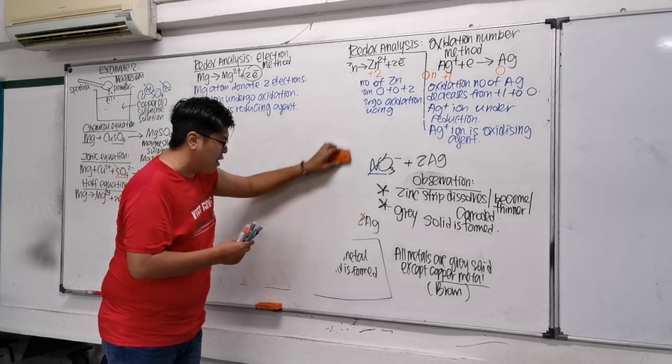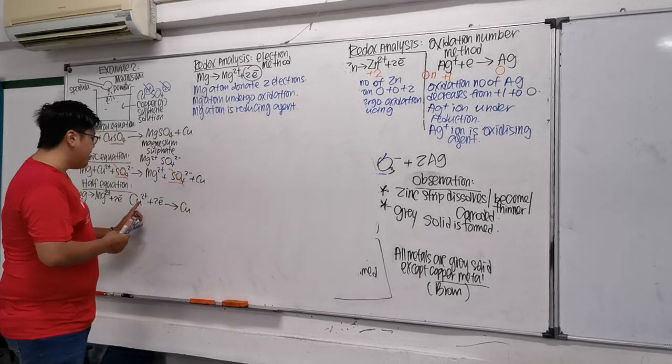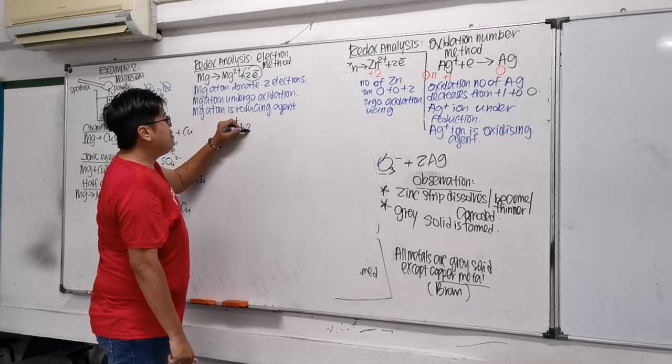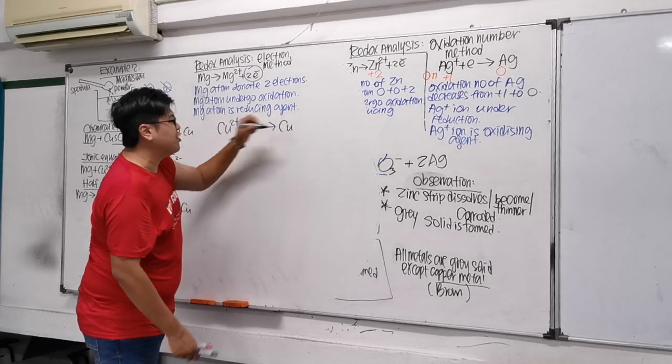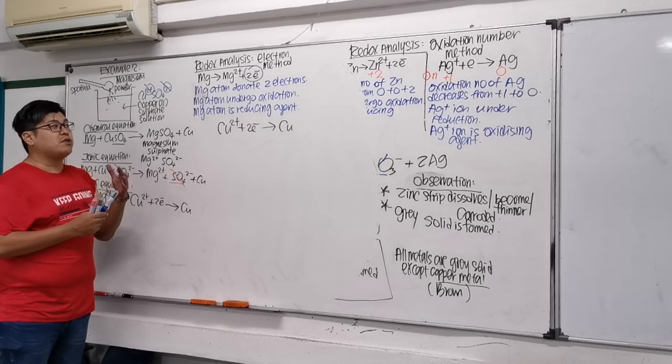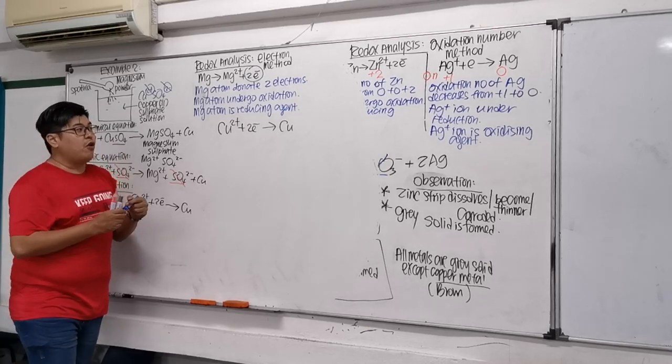Next one. The second apple to apple comparison is this. Let's go for the second one. The second one is here: Cu2+ plus 2e becomes Cu. Come on, let's finish it strong. Okay, in this case, same thing. I want to use electron method. For electron method, we must be very sensitive with the location of the electron.